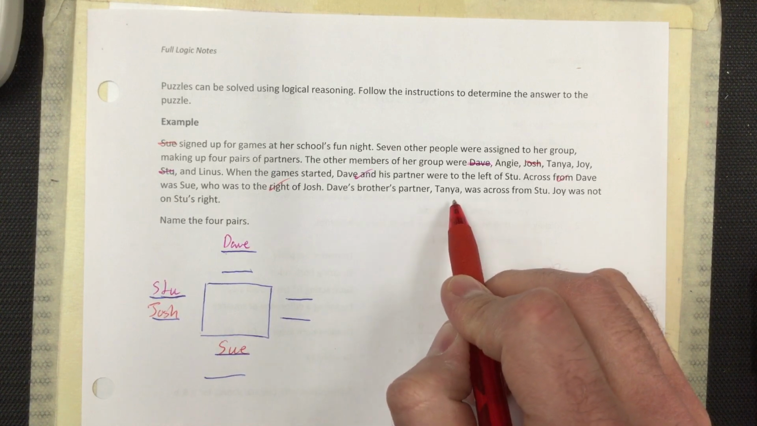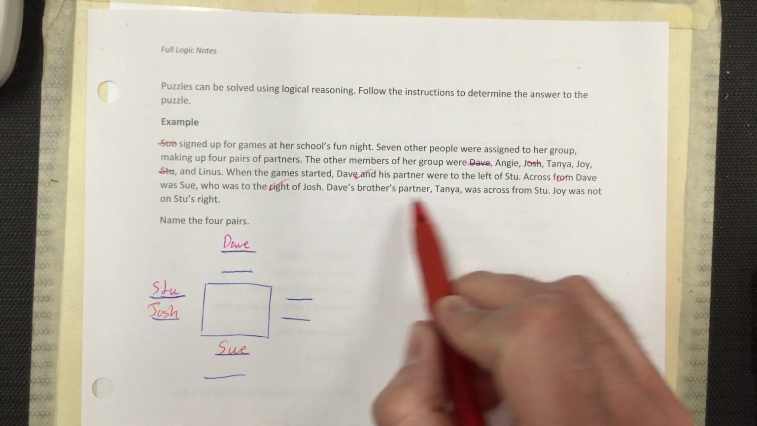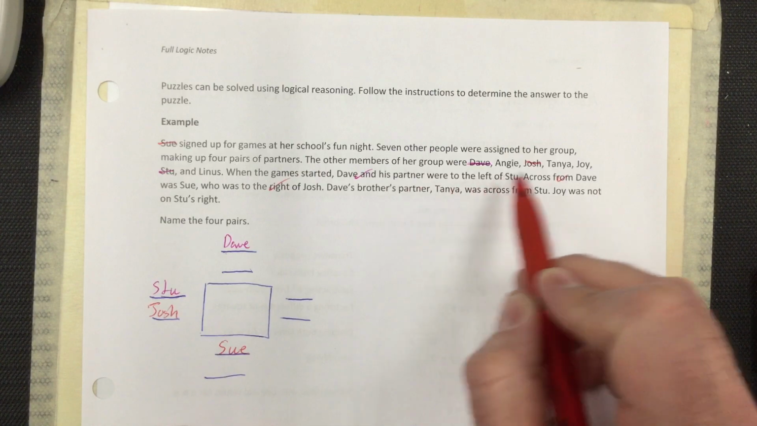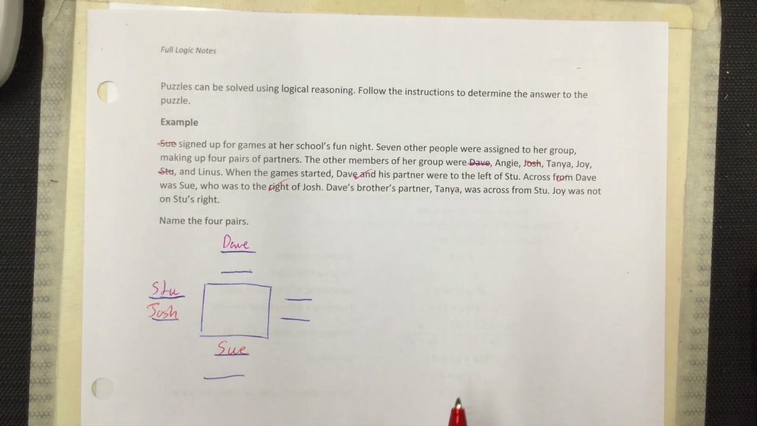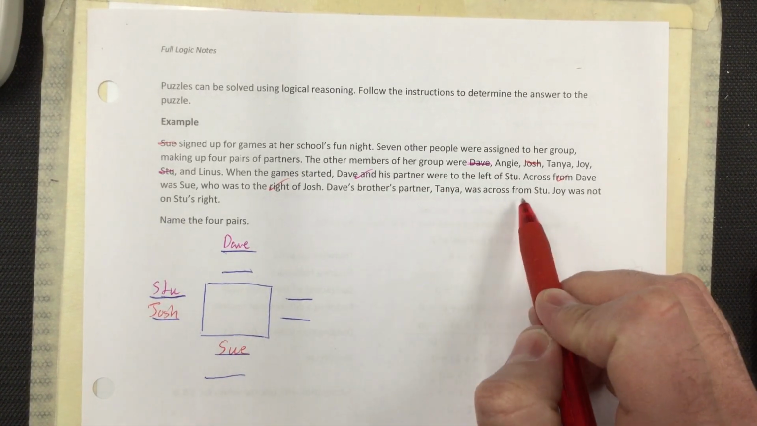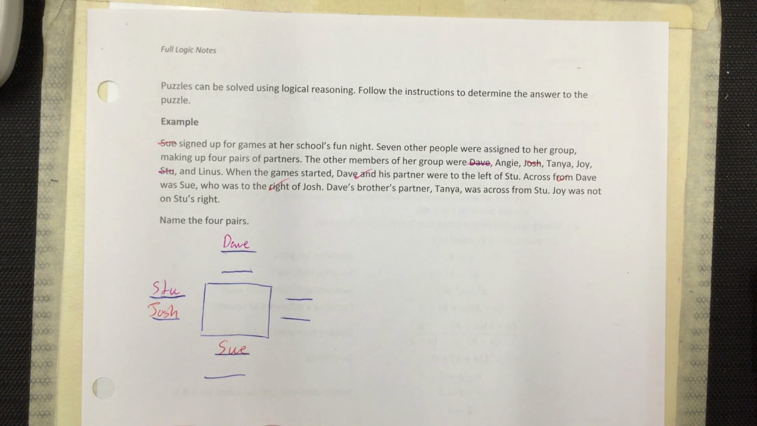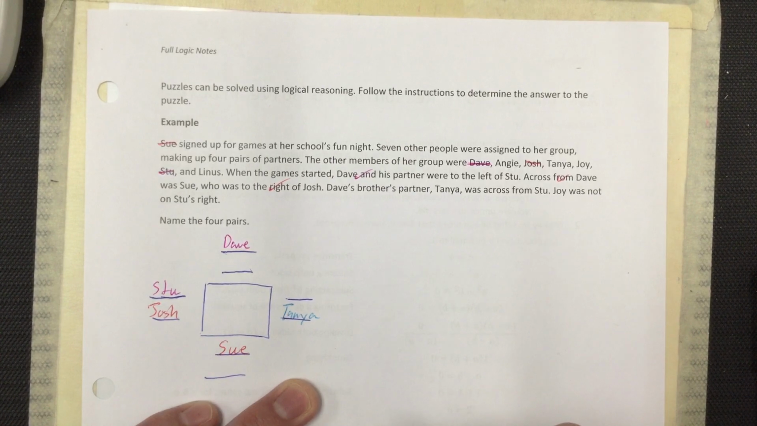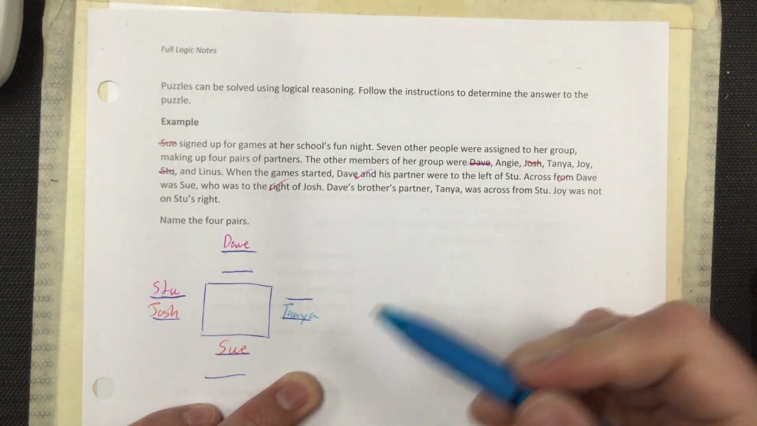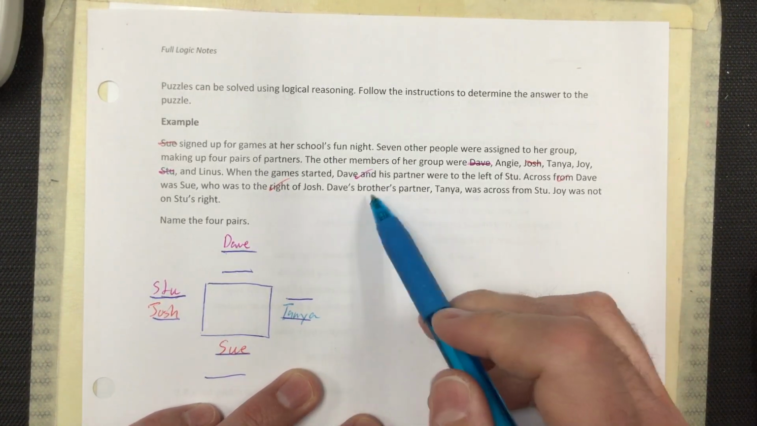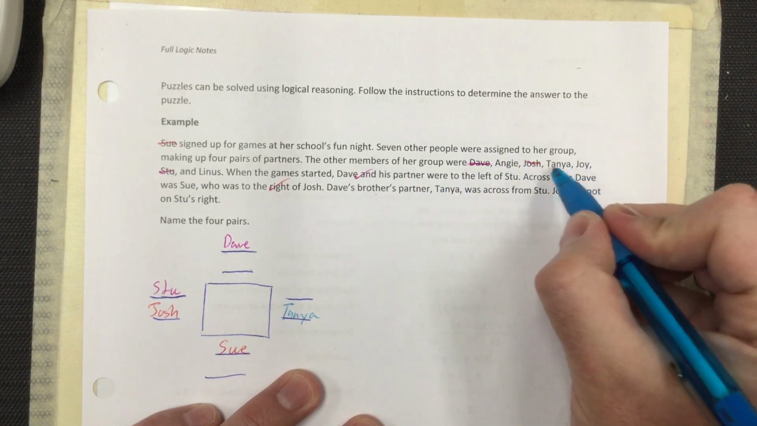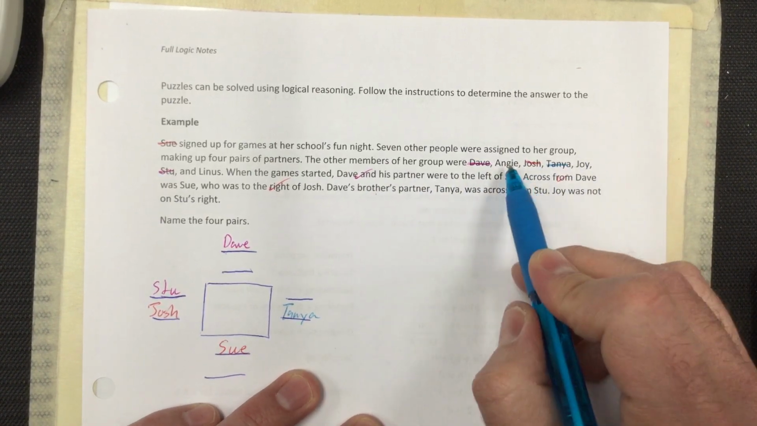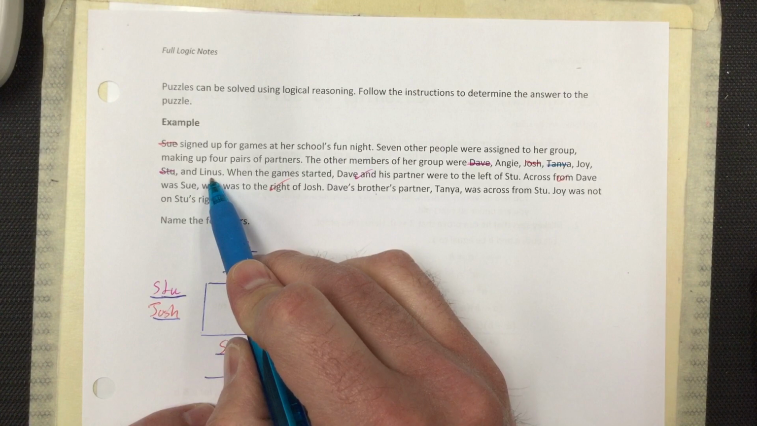partner, Tanya, okay, so that means that Dave has a brother, and he's with Tanya, so we're going to look at some of the male names, so we have to watch out for the male names, was across from Stu. Well, that means that Tanya is here across from Stu, and her partner, who's a male brother, okay, so Tanya's there. Now, the only names that we have left are Angie, Joy, and Linus.